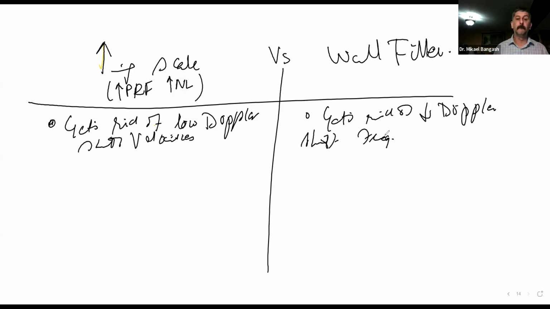The wall filter does this because that is its job. Why? Primarily just to eliminate what we call ghosting or cluttering.